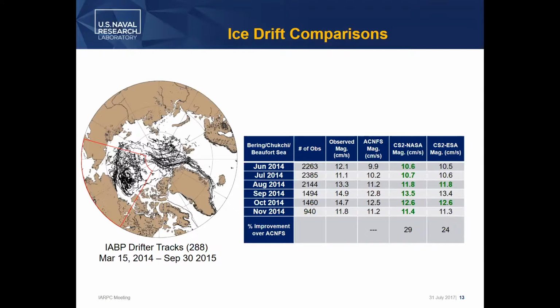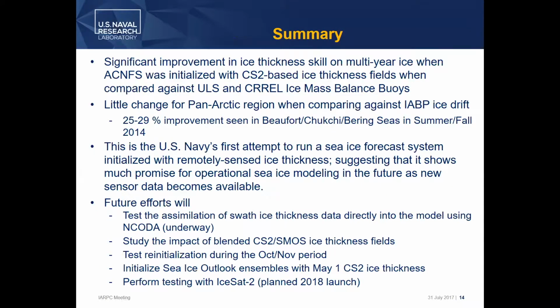Okay, so I'm on my last slide, essentially, slide 14. So this is the summary slide. So we've found significant improvement in ice thickness skill on multi-year ice when the model was initialized with CryoSat-2 based ice thickness fields. And we've compared against upward looking sonar ice draft and CRREL ice mass balance buoy data. Little change for the Pan-Arctic region when comparing against the International Arctic Buoy Program ice drift, but we did see a significant improvement during the summer-fall period of 2014 in the Beaufort-Chukchi-Bering Seas.